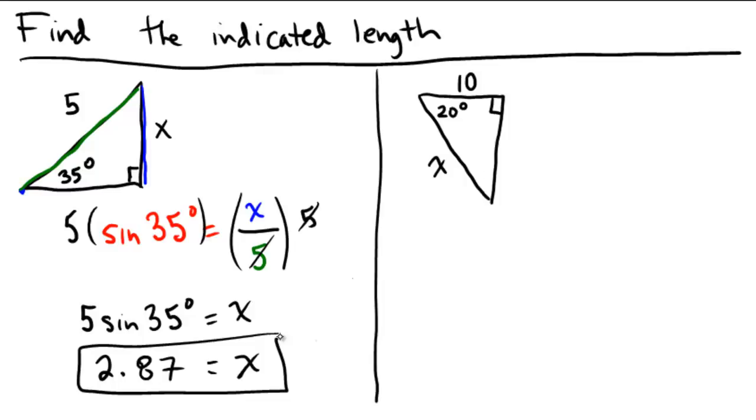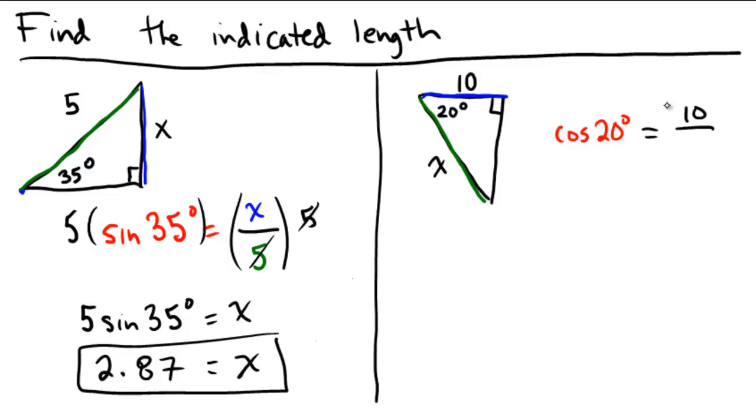Okay, next problem over here on the right, we have a 20-degree angle. We have a side that is adjacent to that 20-degree angle, and we have a hypotenuse. So we have an adjacent and a hypotenuse this time. So we're probably going to want to go with a different trig ratio here. Let's do a cosine of 20 degrees. Cosine of 20 degrees would be the adjacent side, which is 10, over the hypotenuse, which is an x.